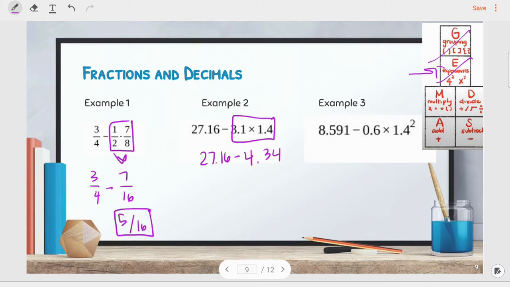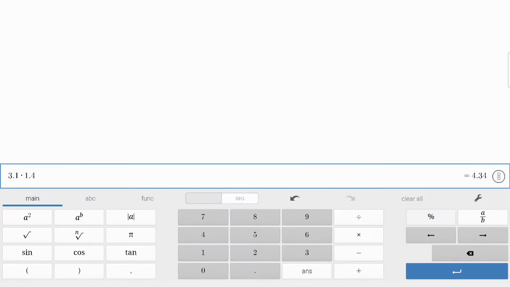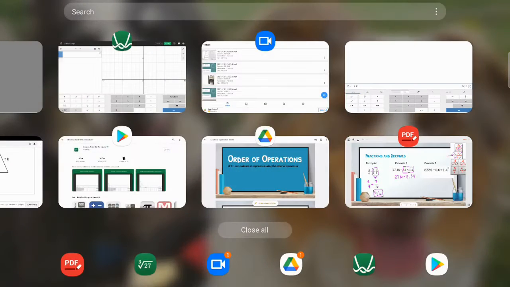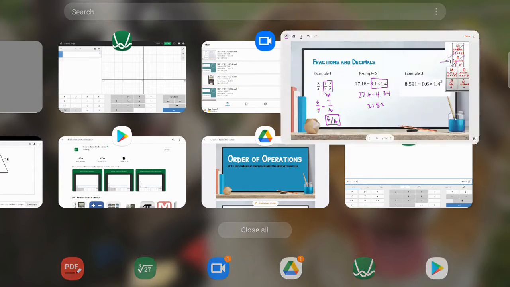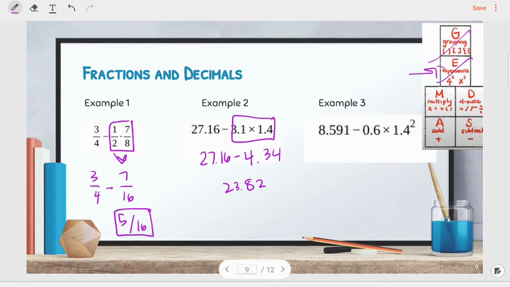27.16 minus 4.34 gives me a grand total of 23.82. Make sure I got that right. Yep. All right, example number 3.